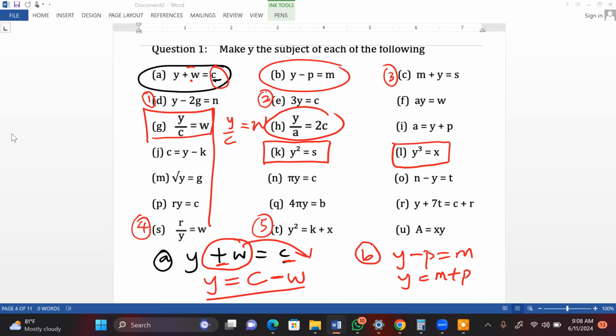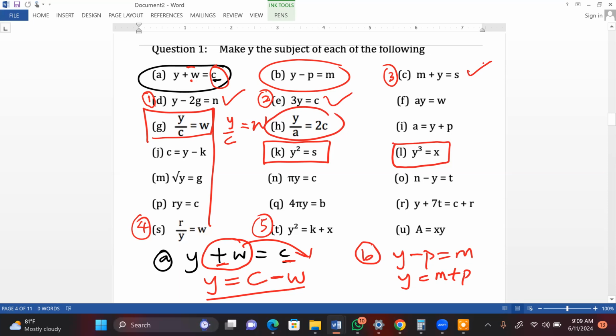I'm done. All right, good. What's the first question? The first one, what's the answer? Y equals n plus 2g. That's correct. Number two: y equal to c over 3. That's correct. Number three: I got y equal to xs minus m. That's also correct.